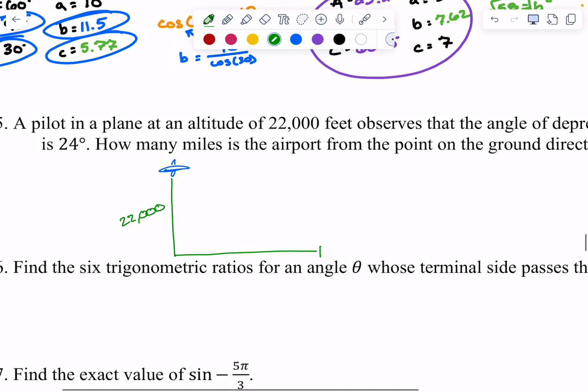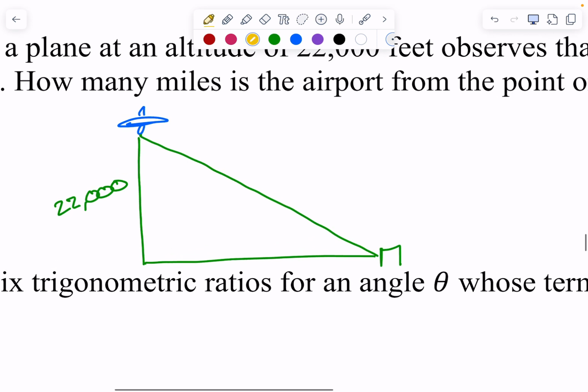Okay, so here's my airport. And the deal here is, when we talk about an angle of depression, it's from horizontal down, right? So angle of depression, here's what it's going to look like. The angle of depression is actually this one, 24 degrees.